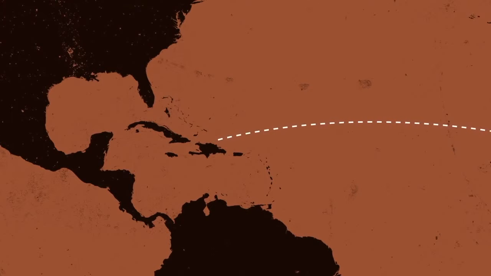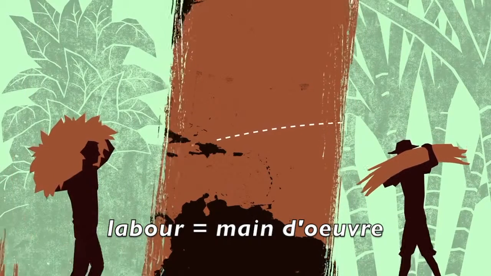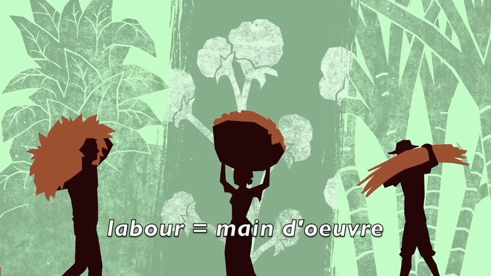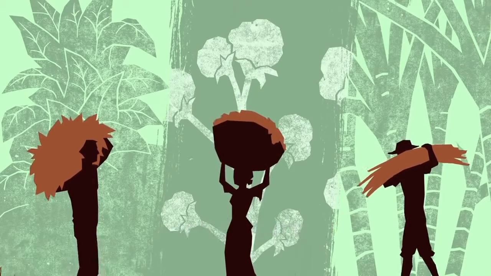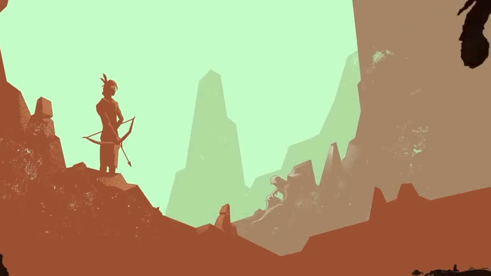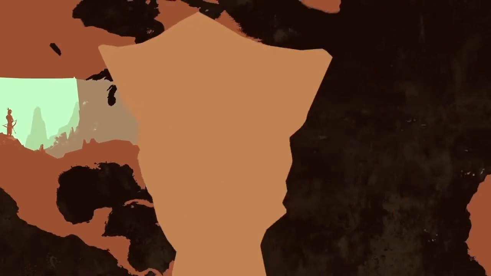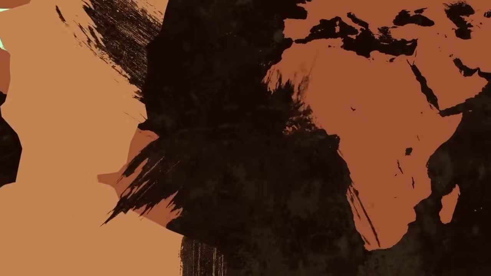The crops grown in the new colonies, sugarcane, tobacco, and cotton, were labor-intensive, and there were not enough settlers or indentured servants to cultivate all the new land. And so, to meet the massive demand for labor, the Europeans looked to Africa.